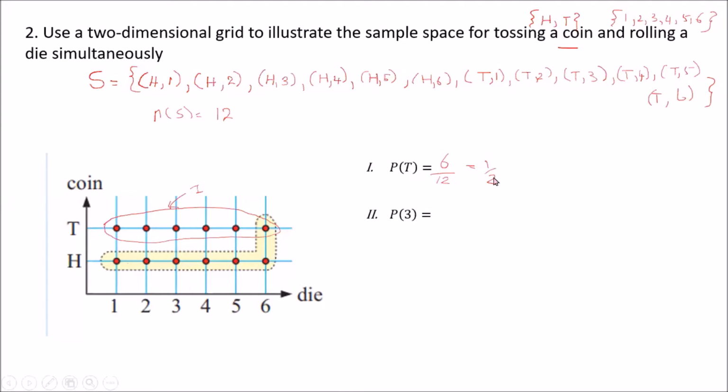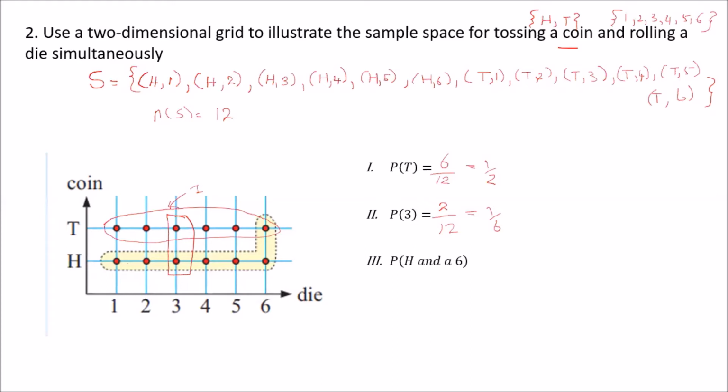Let's see the next one. Probability of obtaining number 3. It's 2/12. Here this one represents probability of obtaining number 3. Number 3 and head from the coin, or number 3 and tail from the coin. Only 2 events. Then we can write the probability as 2/12 equals 1/6.